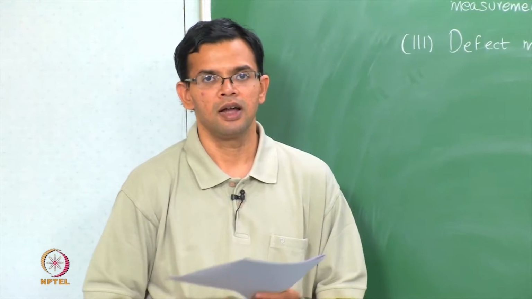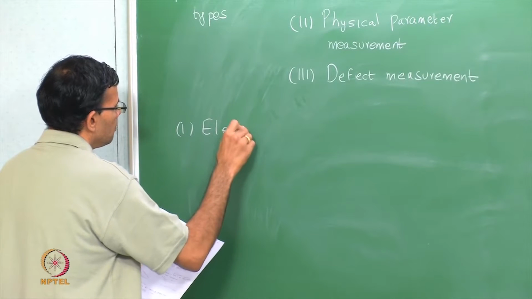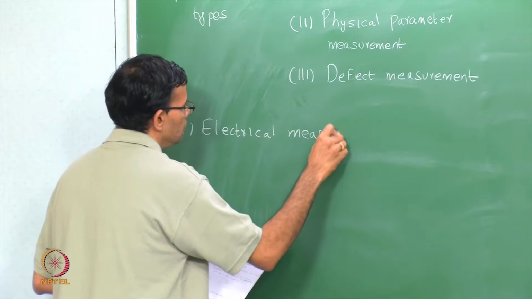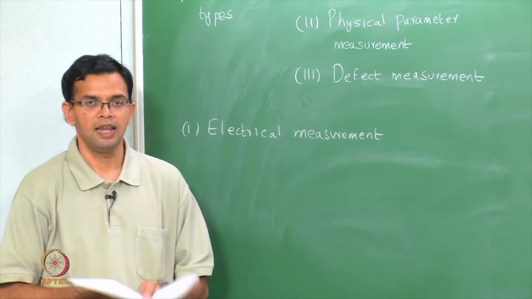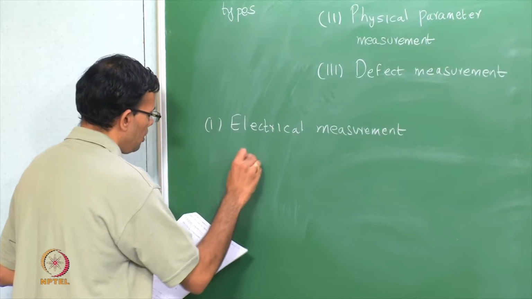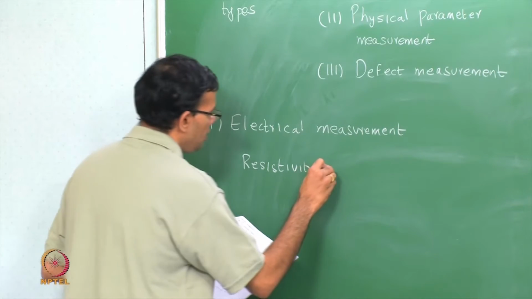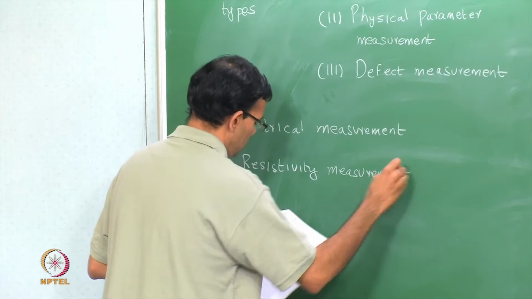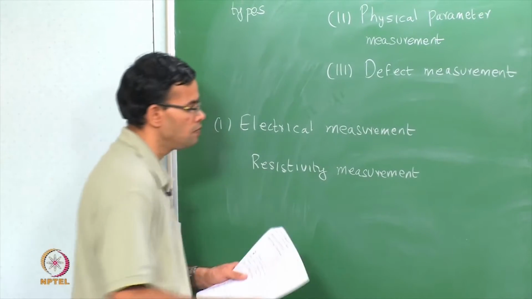So, let us first look at electrical measurements. The simplest example of an electrical measurement is of course measurement of resistance, or more commonly a resistivity measurement. One way to measure resistance is by using a 4-point probe.